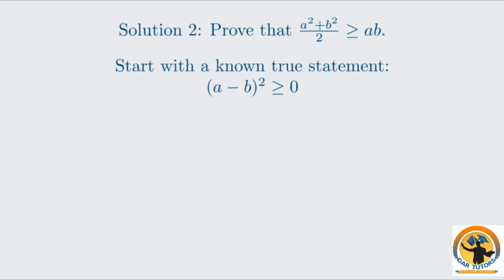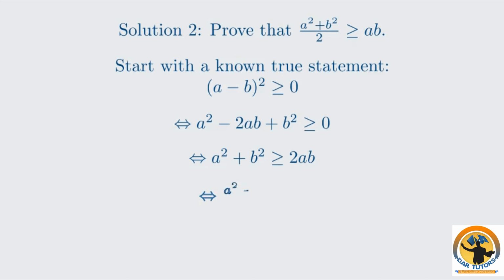Now we expand the left side. This is equivalent to a squared minus 2ab plus b squared is greater than or equal to 0. Next we add 2ab to both sides. This is a valid equivalence. This gives us a squared plus b squared is greater than or equal to 2ab. Finally, we divide both sides by 2. Since 2 is a positive number, this is also a valid equivalence. This leads us directly to the inequality we wanted to prove: (a squared plus b squared) over 2 is greater than or equal to ab. Since we started with a true statement and used only equivalences, our proof is complete.